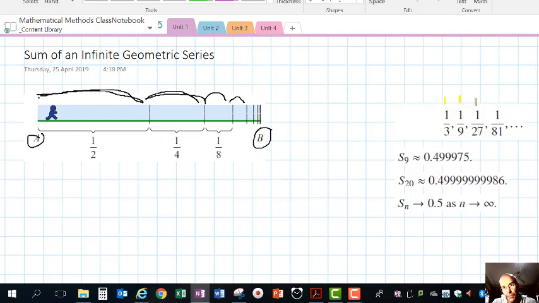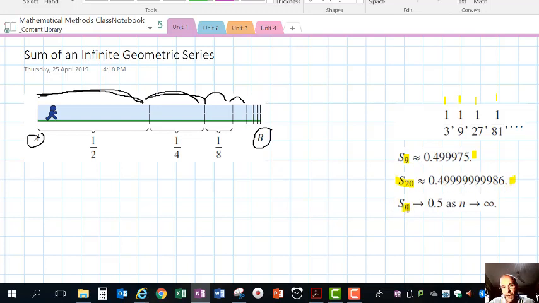This geometric sequence here, we can find the series by adding all of the terms together. This one's infinite, it keeps going. If we added the first 9 terms together, you can get your calculator out and verify it, you'll get that answer there. If you add the first 20 terms, you'll get that answer there.